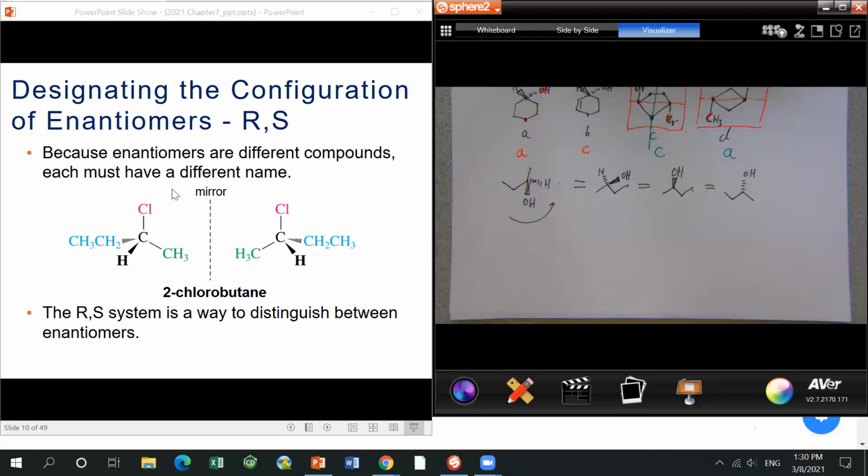Right, so the two enantiomers are mirror images, but they are not the same compound, non-superimposable. So if they are two different compounds, we have to give them different names to identify these two molecules. People developed what we call the RS system to distinguish two enantiomers, similarly to how we learned E/Z for cis-trans isomers or alkenes. So the two enantiomers are both called 2-chlorobutane, and we have to give them special names to distinguish them.